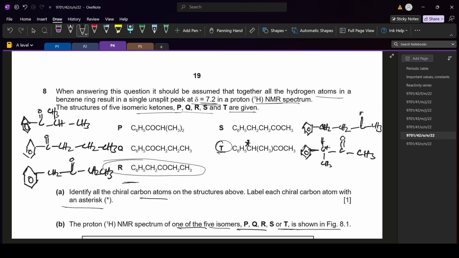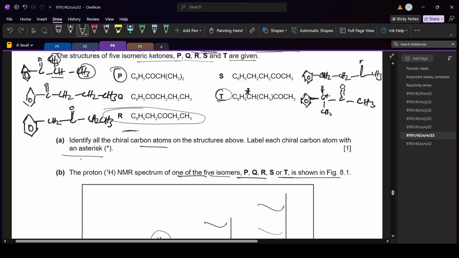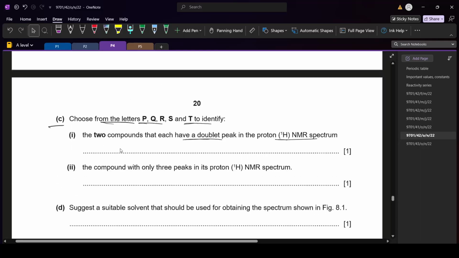So if you see these hydrogens, both of these hydrogens are attached to the neighboring carbon which has only one hydrogen. So these both will give a doublet. So P will give a doublet. Two compounds, you have to find two compounds.